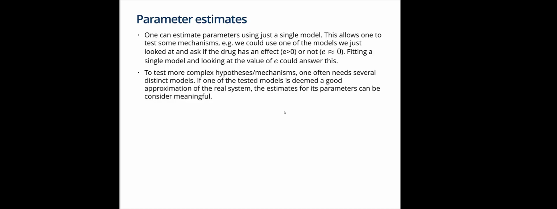And then if you have more complex hypothesis mechanisms, you do need distinct models. So if you have the thought that there might be multiple competing hypotheses, I would start with multiple models, fit them to the data, and then take the model that works best, and then maybe look at the parameters and see what they mean. In either case, even if you're not really interested in the parameter values, you should look at them anyway, because that's another sanity check.